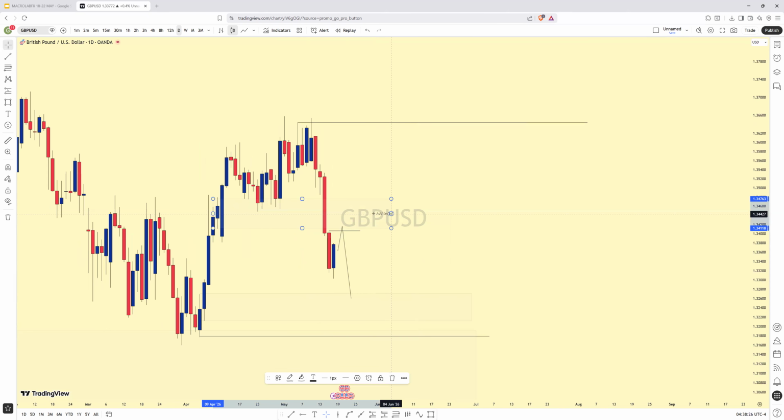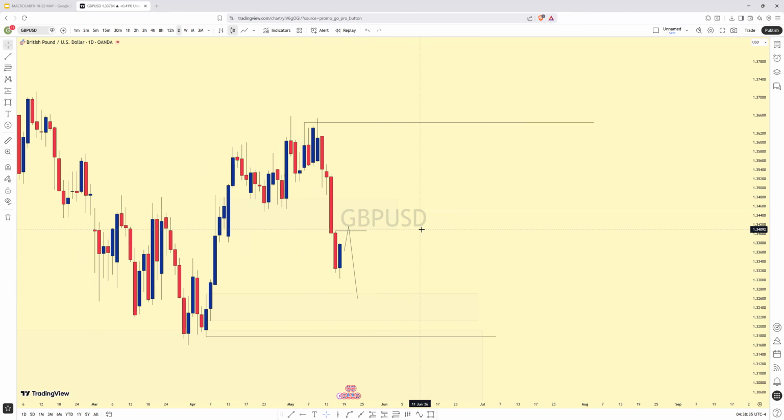We can ultimately see that it's possible. All right, but let's just see how the market unfolds today, tomorrow. We have UK CPI on Wednesday, which is very key for the Bank of England.